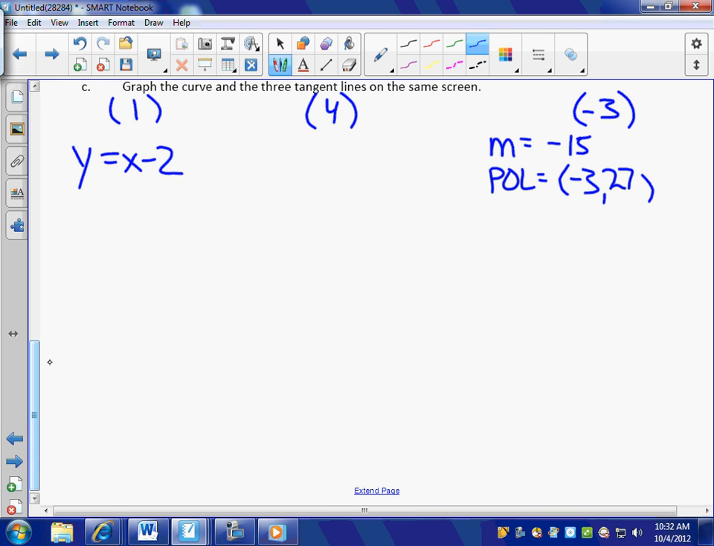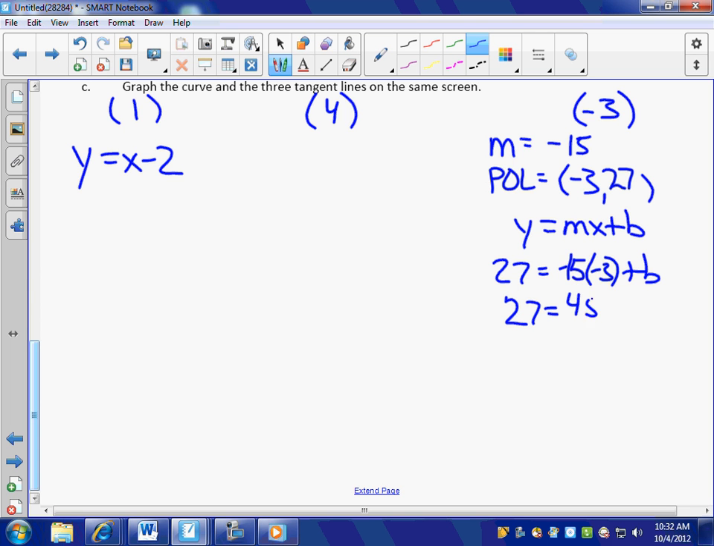So now you just need to go through y equals mx plus b. So 27 is equal to negative 15 times negative 3 plus b, or 27 is equal to 45 plus b, or negative 18 is equal to b. So y equals negative 15x minus 18. Yeah? Okay, so middle group, did you finally come up with one? What did you get?